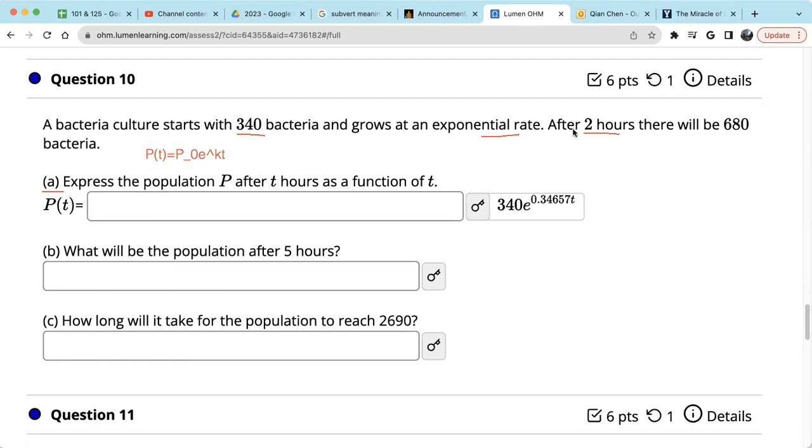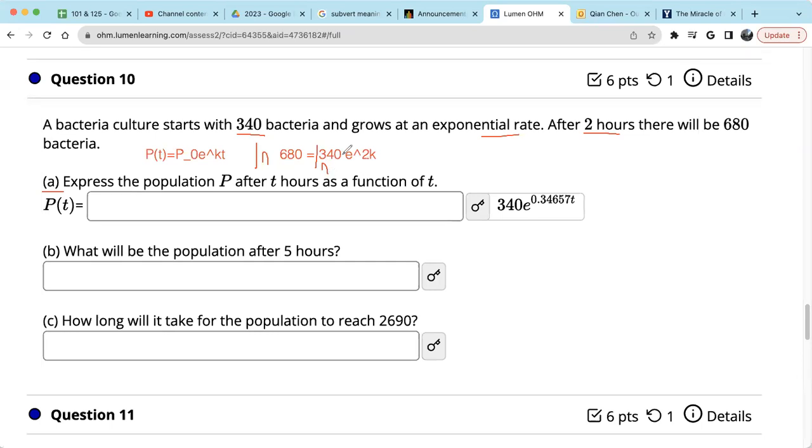So then after 2 hours, there will be 680. Where do we get this? 680 equals 340 times e raised to 2 hours, so t is 2k. Then we can solve for k. How do we solve for k? We take a log on both sides. We take a log on this side, and a log on this side.